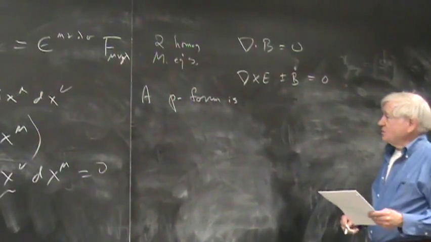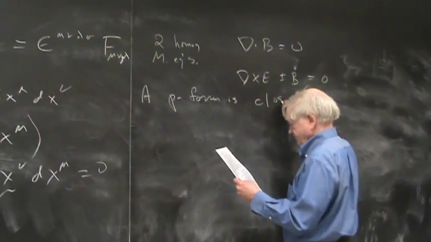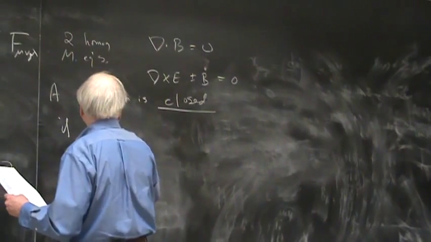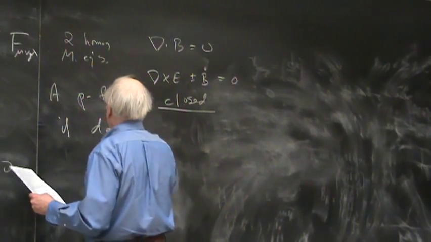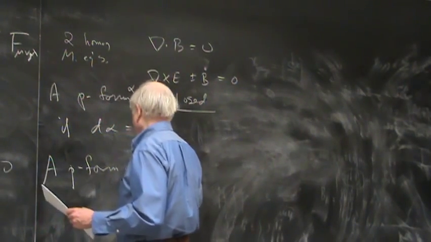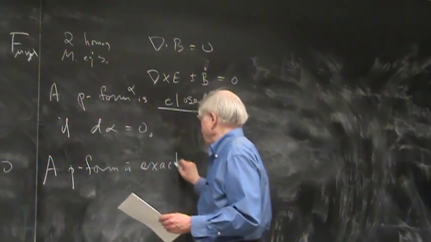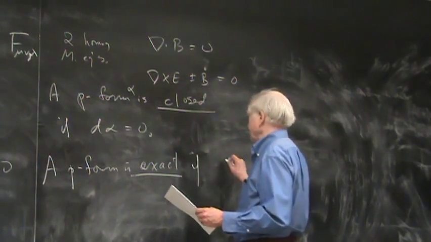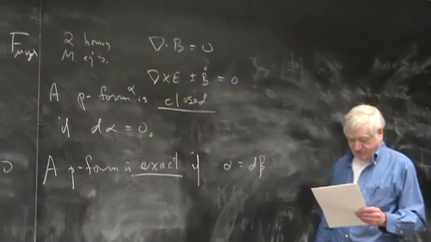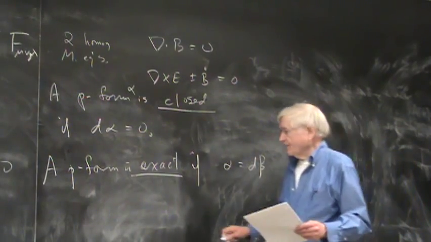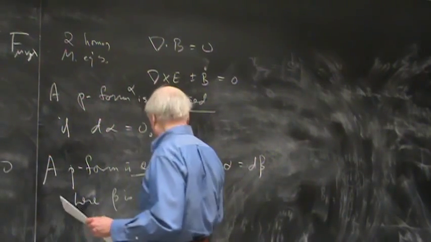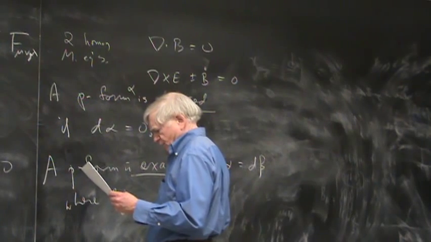Okay, a p-form alpha is closed if d alpha is 0. A p-form is exact if alpha is equal to d beta, where beta is some p plus 1 form. P minus 1? No, you go down. Yeah, you're right. P minus 1.